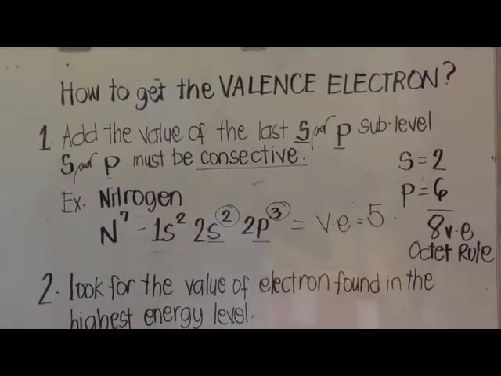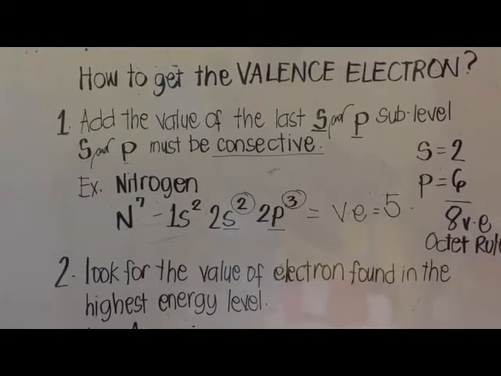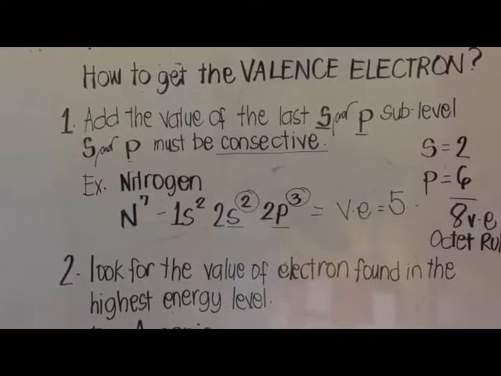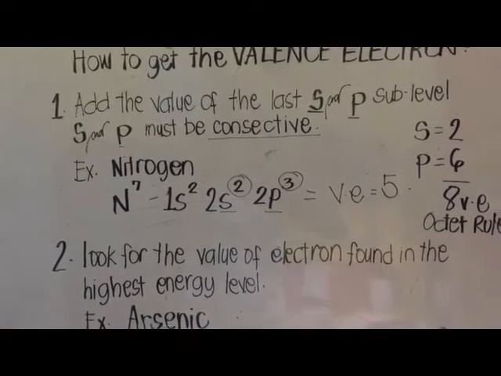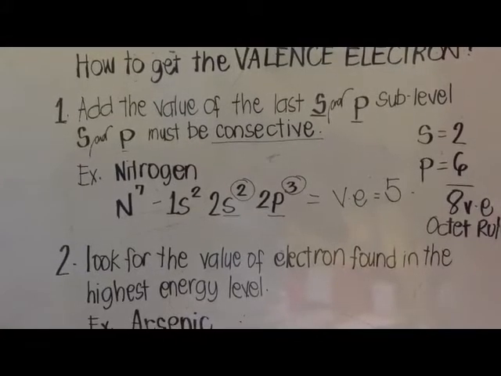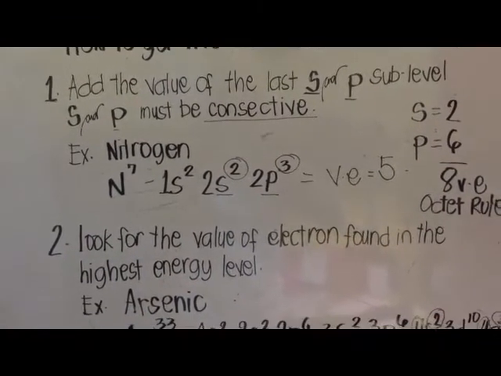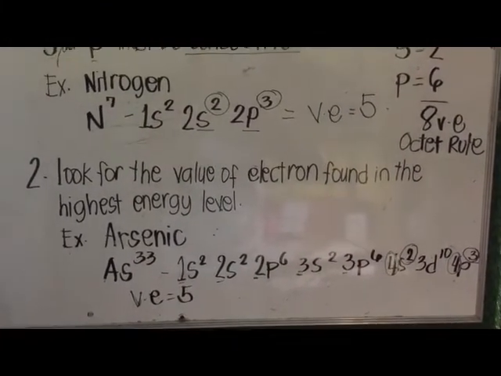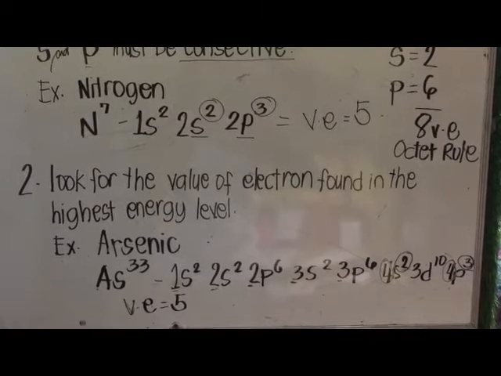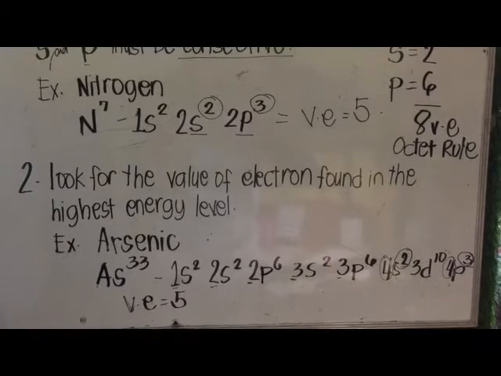So, again, there are two ways to get the valence electron of an element. First is for you to look for the last consecutive S and P sublevel, kagaya ng example natin sa number 1. And add the value of S and P. Remember, dapat consecutive sila. Okay? And then, you'll have the valence electron. Now, paano pag walang last S and P? Kagaya ng example natin sa number 2. Okay? So, pag ganyan, look for the value of the electron found in the highest energy level.